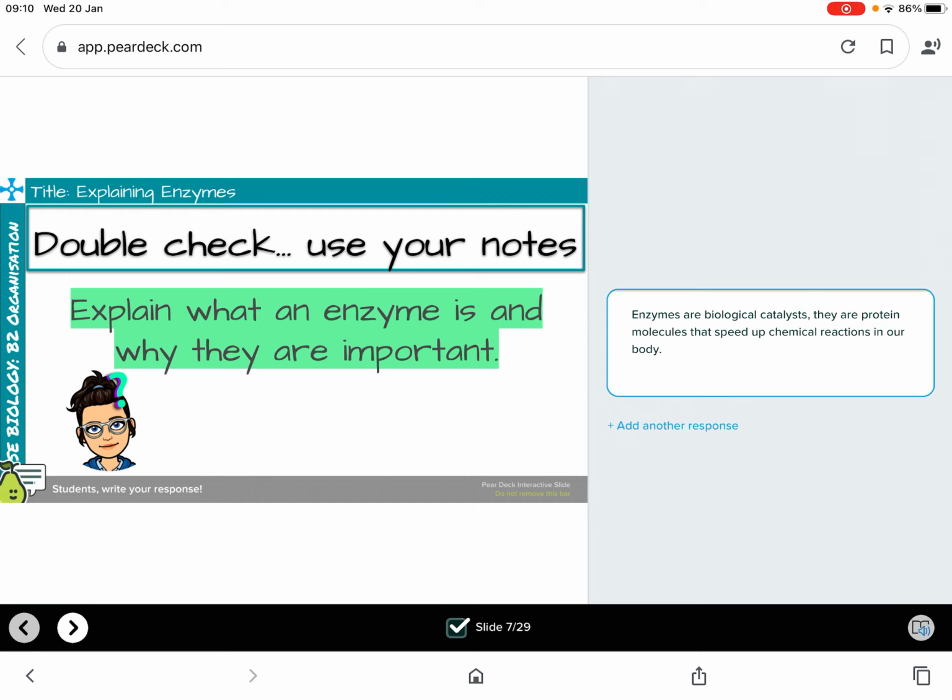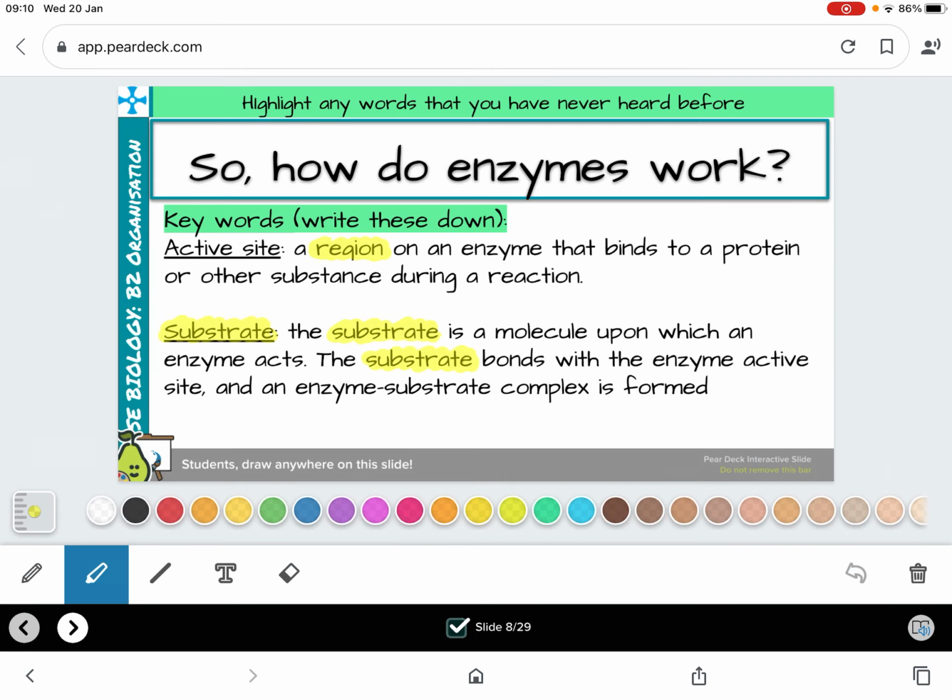So putting all that together, the notes you've written and the recap, explain what an enzyme is and why they are important. Enzymes are biological catalysts. They are protein molecules that speed up chemical reactions in our body. That should have been written down on your piece of paper. How do they work? Two key words that you were asked to write down.